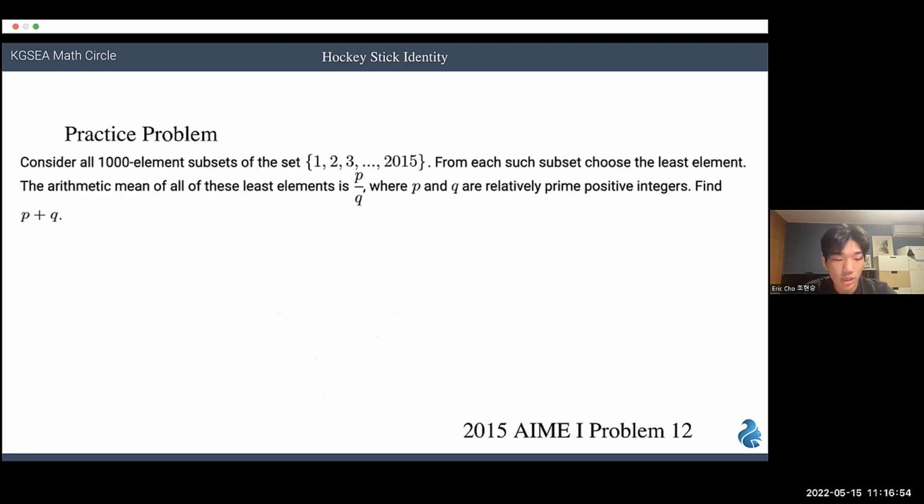Now we will try solving this practice problem. This problem is the 12th question of the 2015 AMC 10A. The question reads, consider all 1000 element subsets of the set 1 through 2015. From each such subset, choose the least element. The arithmetic mean of all of these least elements is P over Q, where P and Q are relatively prime positive integers. Find P plus Q.